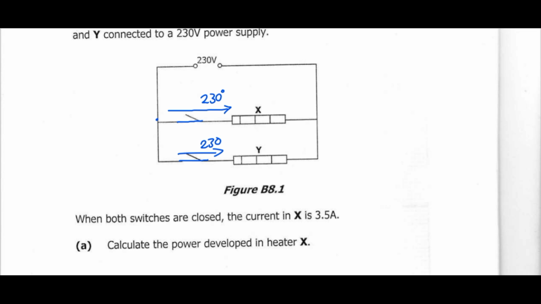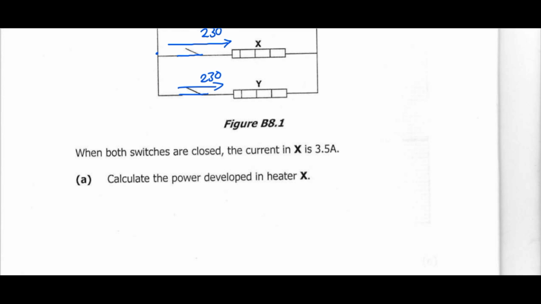The two resistors X and Y are connected in parallel. So for us to find the power, we know that power is equal to voltage times the current. So we know that the voltage is 230 times the current is 3.5. So if we multiply 230 times 3.5, I'm getting 805 watts. So this is our power.